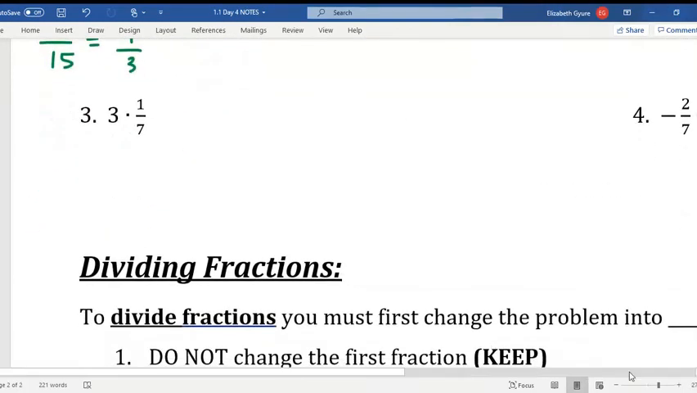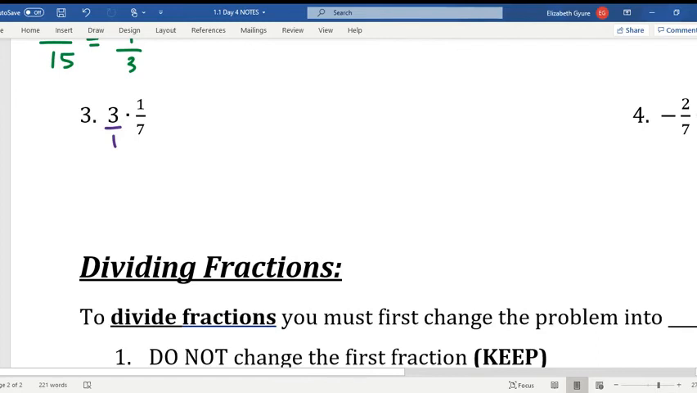Number 3. It's a little bit weird and different about this one. One of them's a whole number. How do you make a whole number a fraction, Jaden? Yeah, you just put a 1 under it, right? Throw a fraction bar under it. Throw a 1 under it. Now, do you have 2 fractions? Definitely.